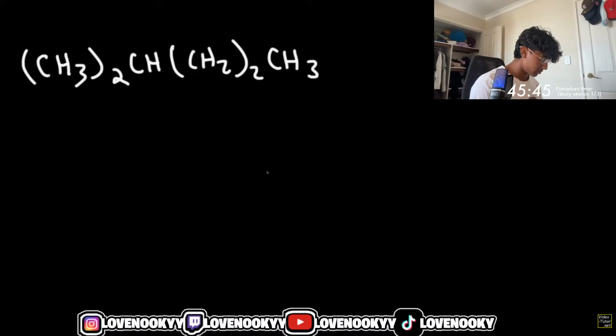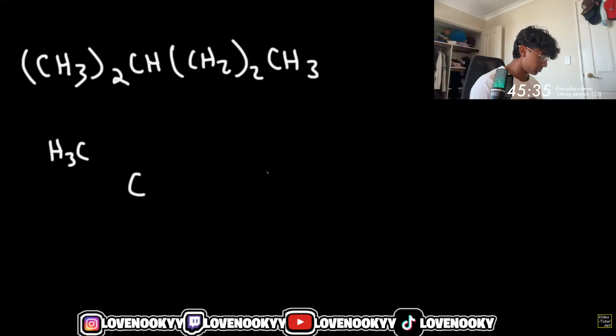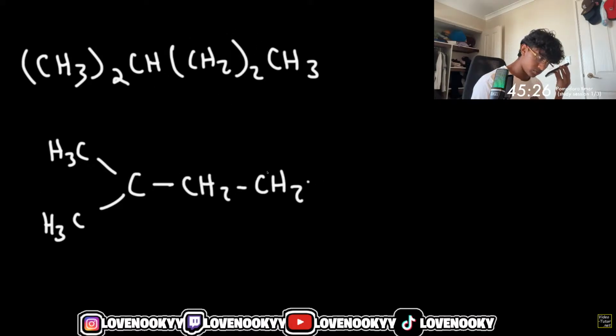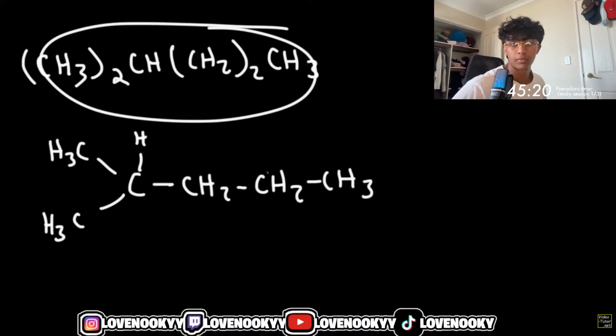Now, what I recommend doing for this example is to expand the structure first, and then convert it into a skeletal structure. So let's start with the CH carbon. This carbon is attached to 2 methyl groups. Here's the first one. Here's the second one. And then 2 CH2s and a CH3. Now we do have a hydrogen here. So that's the expanded form of this condensed structure.